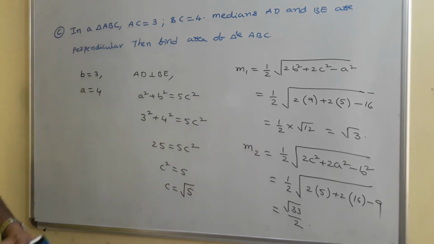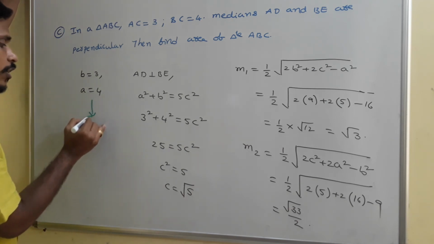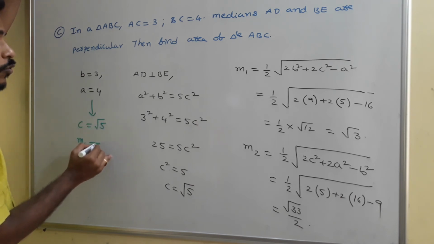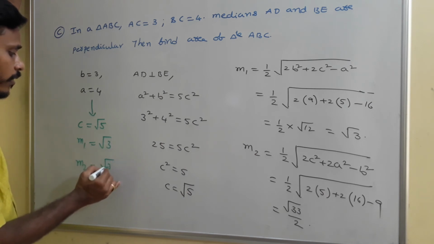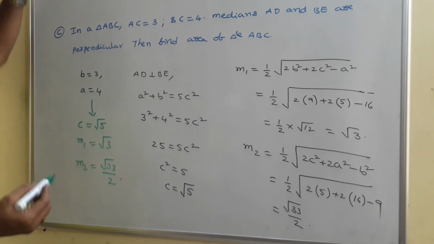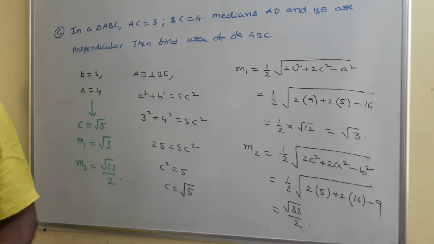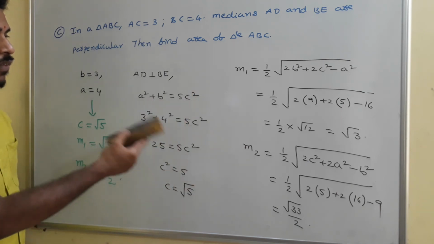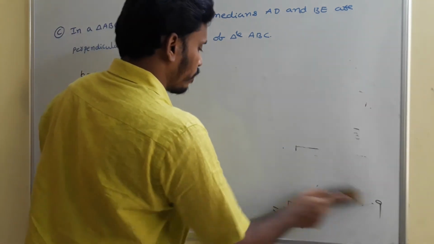Okay, so now at the end, look there, b value 3 and a value 4 is given. Using these two, I found that c is equal to root 5. After that, m1 is equal to root 3 and m2 is equal to root 33 by 2. And now at the end, I need to find the area of the triangle. For that, I will use one particular concept. Okay, so I am erasing this for the space concern, right? So c, m1, m2, everything is found by the formulas. Okay, yeah. And now just think about the diagram.